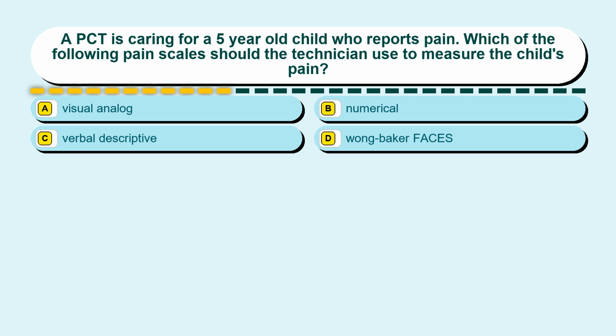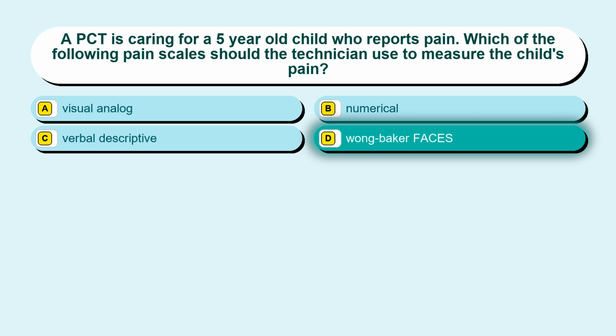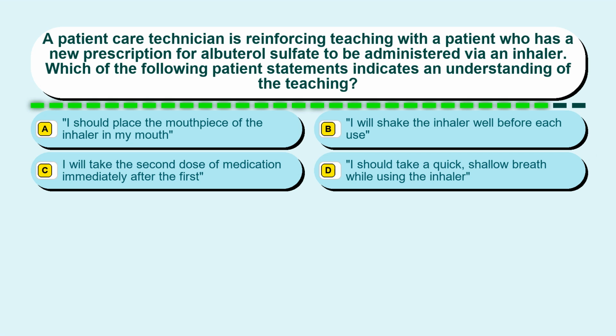Option A, visual analog. Option B, numerical. Option C, verbal descriptive. Option D, Wong-Baker faces. The correct answer is option D, Wong-Baker faces. Question 25. A patient care technician is reinforcing teaching with a patient who has a new prescription for albuterol sulfate to be administered via an inhaler. Which of the following patient statements indicates an understanding of the teaching?